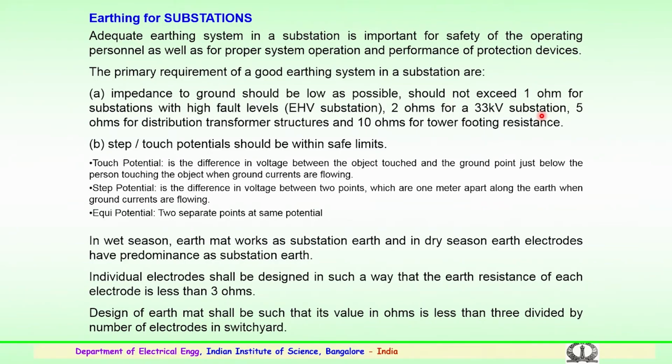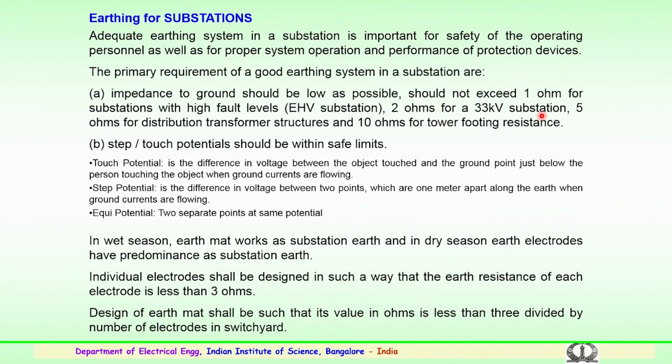So, as the voltage level goes up, the system should offer a very low impedance, as low as possible. The second important requirement is that the step or touch potential should be within safer limits. This touch potential, as mentioned, is the difference in voltage between the object which we touch and the ground point. So, the difference between the ground point and the object which is being touched is known as the touch potential.